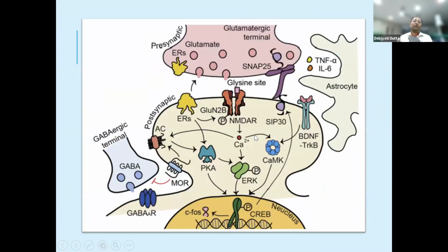So okay, as I told you, first pain starts in the peripheral neuron, in the first order neuron, and then it goes to the second order neuron. So this is a picture of a typical synaptic junction, I mean like a synapse. So this is a presynaptic neuron, this is a postsynaptic neuron, and this is the synaptic cleft. Okay, so what happens actually? Just a minute.